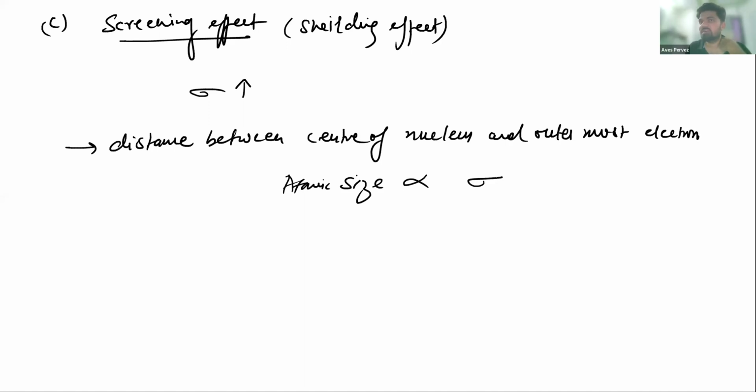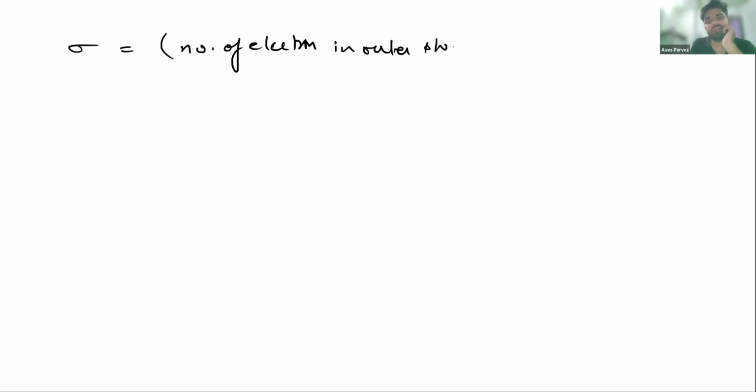For F and D block elements we have a different formula, and for S and P block elements we have a different formula. So what was the formula? Do you remember that one? Number of electrons in the outer shell minus 1, times 0.35, plus number of electrons in the penultimate shell.